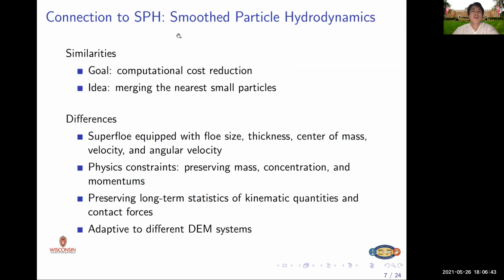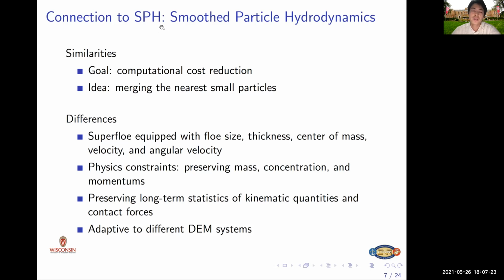Connection to SPH: the idea is well known. It is based on merging the nearest small particles. We group together the neighboring small floes and make them a superfloe. These are similarities to SPH, and the goal is similar, trying to reduce the computational cost. This is similar to the coarsening step of SPH.